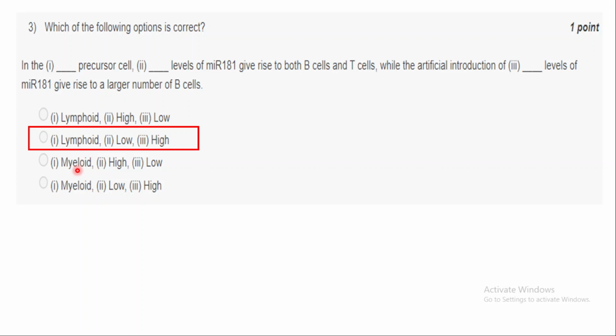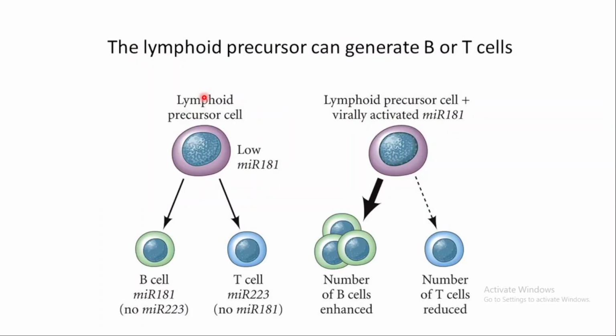So it can never be myeloid progenitors because B and T cells are lymphocytes. So you can eliminate options C and D right away, and then you have to recall what the levels are and what the role of MIR 181 is in the production of B and T cells, right? So in summarizing, the lymphoid precursor can generate B or T cells.